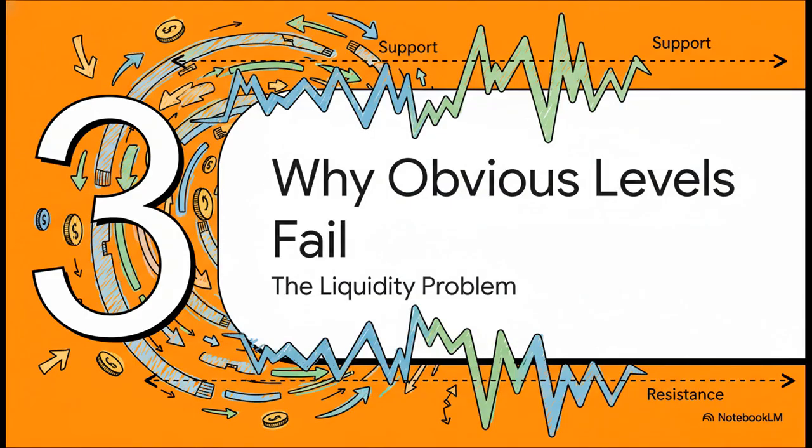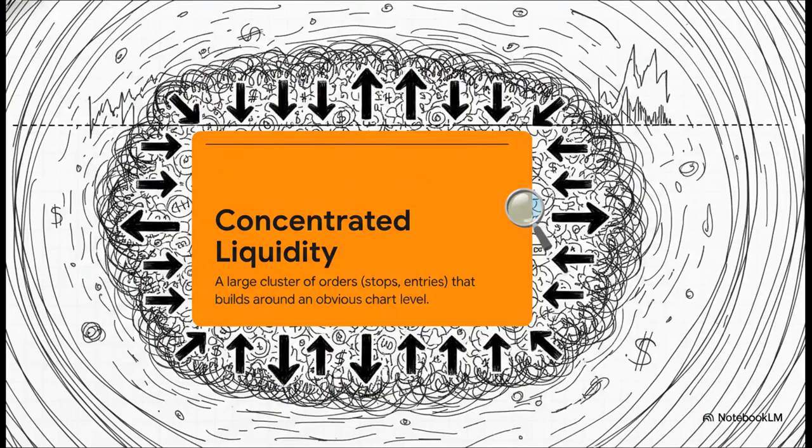So, let's get down to the nuts and bolts. Why do those clean, obvious, textbook perfect levels fail so often? Well, the answer isn't just random luck. It's mechanical. There is a very specific process happening behind the scenes. The entire secret is a concept called concentrated liquidity. Sounds a bit technical, but it's actually pretty simple. When a level is super obvious, everyone sees it. And when everyone sees it, they all tend to do the same thing.